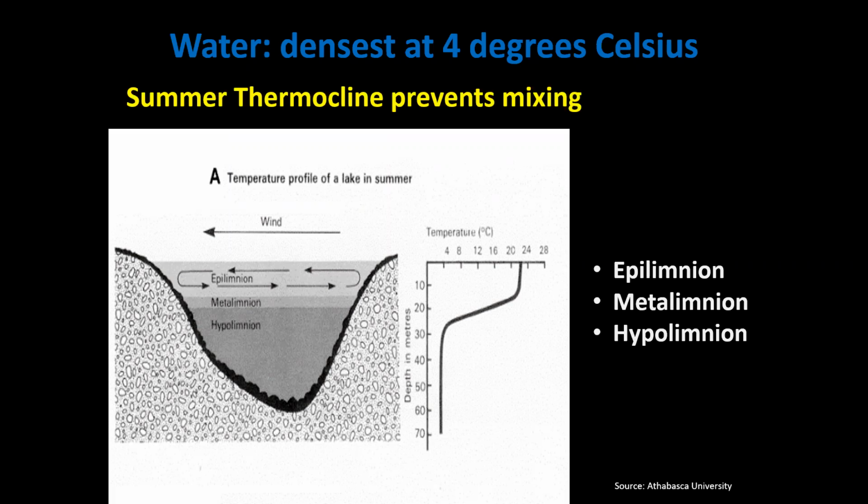So the epilimnion is the place where there's warm water. The metalimnion is where the temperature change is quite rapid, and the hypolimnion is below that. And in this diagram, it goes down to 4 degrees. So only the mixing occurs on the surface in the summertime.